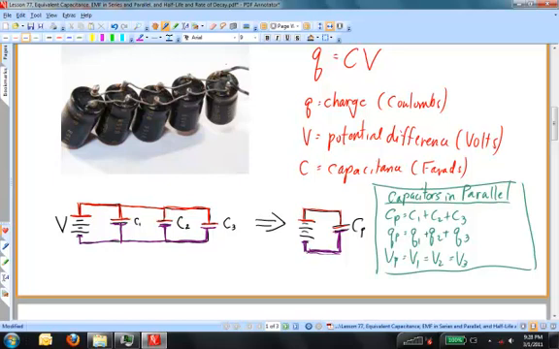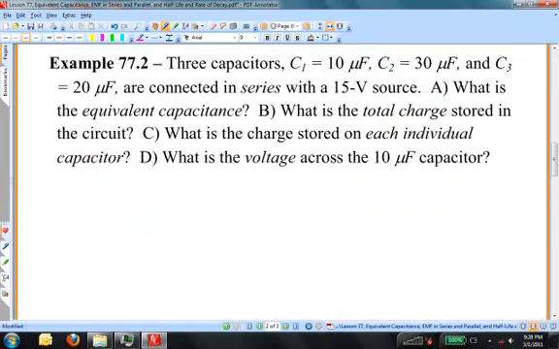Let's take a look at a numerical problem. Three capacitors, C1 of 10 microfarads, C2 of 30 microfarads, and C3 of 20 microfarads, are connected in series with a 15-volt source. A. What is the equivalent capacitance? B. What's the total charge stored in the circuit? C. What's the charge stored on each individual capacitor? And D. What is the voltage across the 10 microfarad capacitor? Let's sketch the circuit first.